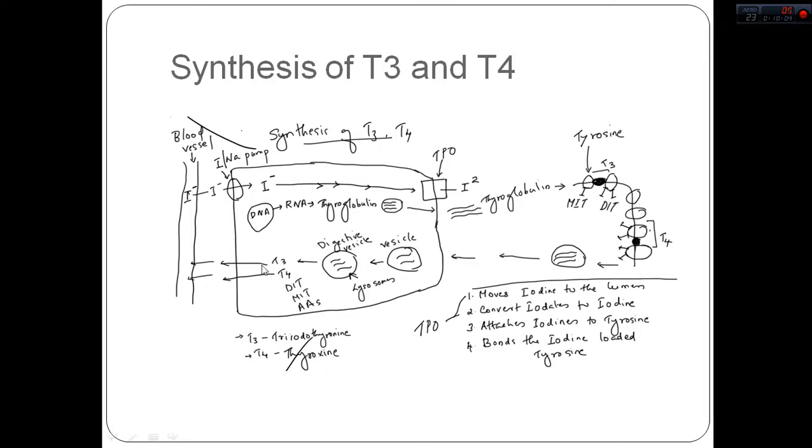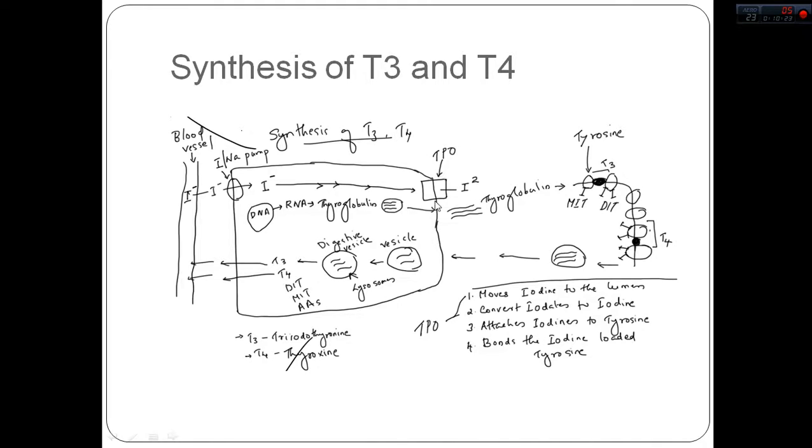Now the T3 and T4 are free, and now this will move across this basal membrane into the blood. Because T3, T4 are low here, this will move across the gradient. So that is how T3 and T4 are moving to the blood.